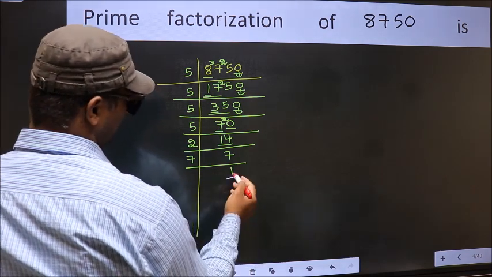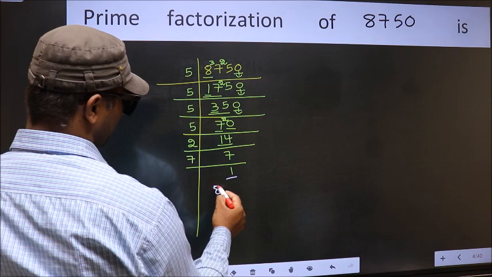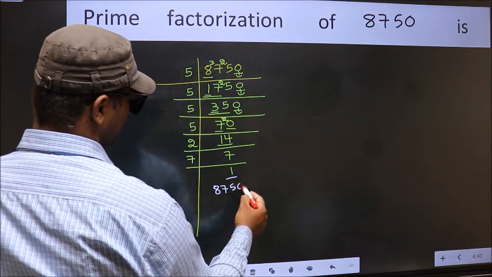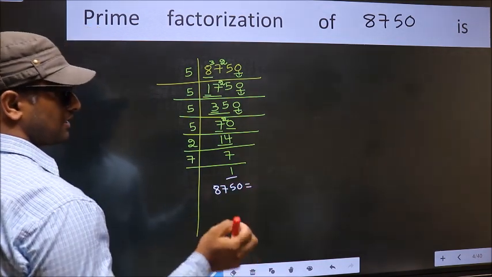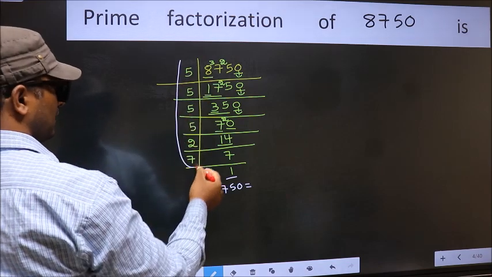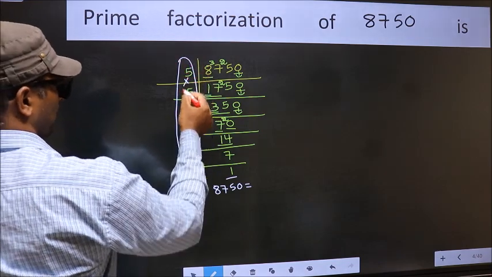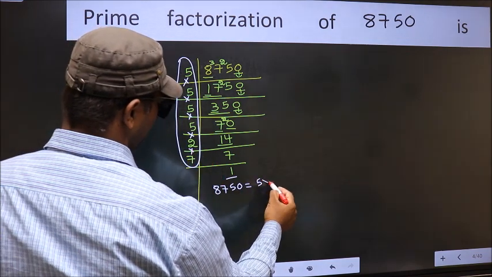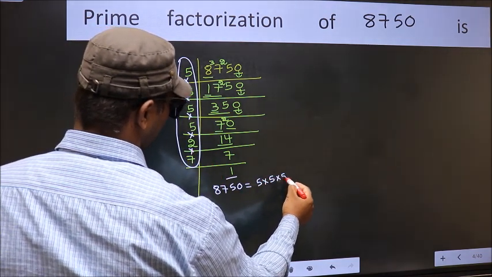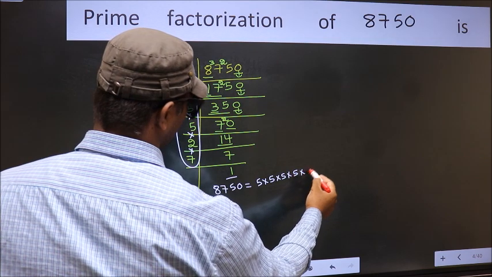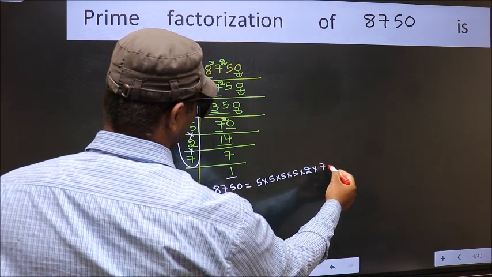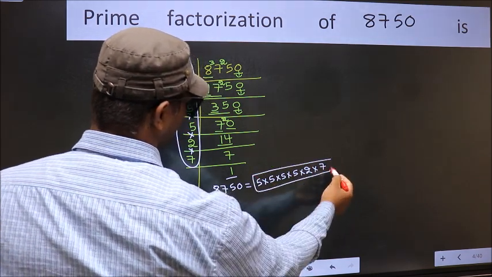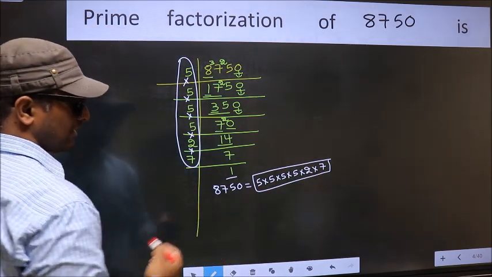So we got 1 here. So the prime factorization of 8750 is the product of these numbers. That is 5 into 5 into 5 into 5 into 2 into 7. This is the prime factorization of 8750.